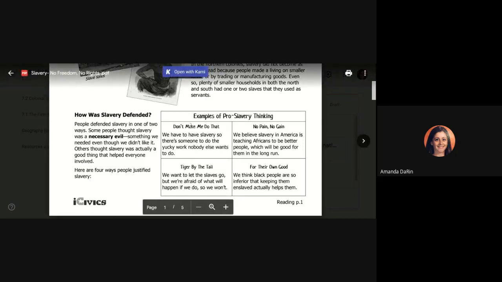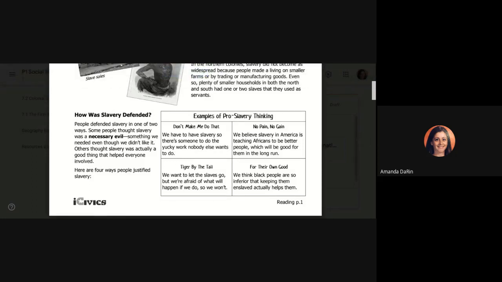And this is actually going to lead us into an activity during our lesson today, during class. So here's a few examples of pro-slavery thinking, meaning the way that people who own slaves justified why slavery was necessary.